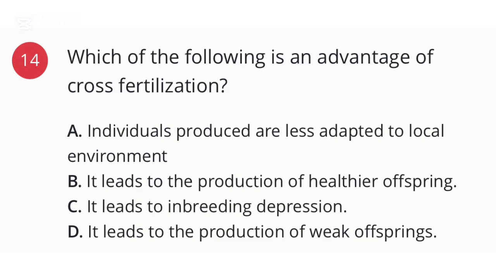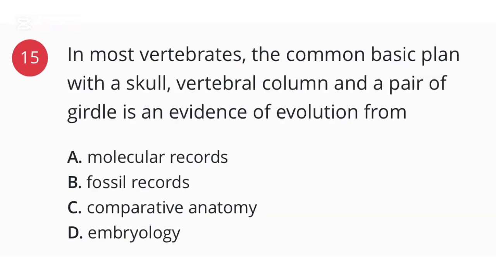Number 14, which of the following is an advantage of cross-fertilization? A. Individuals produced are less adapted to local environments. B. It leads to the production of healthier offspring. C. It leads to inbreeding depression. D. It leads to production of weak offsprings. We all know that cross-fertilization produces individuals that are more adapted to local environments. So the answer is B. It leads to the production of healthier offsprings.